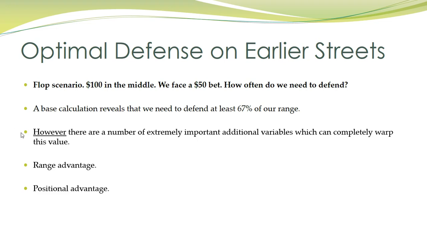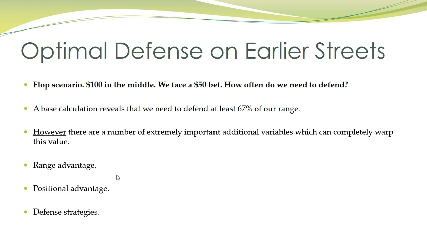So we can use this when analyzing our stats, for example, in a database review. Let's take something like fold to c-bet stat. Now if your fold to c-bet stat in position and your fold to c-bet stat out of position are exactly the same, then that means you're not showing good positional awareness when you play poker. They should be different. Fold to c-bet in position should be a lot lower than fold to c-bet out of position, even if you're following a GTO approach to playing poker.